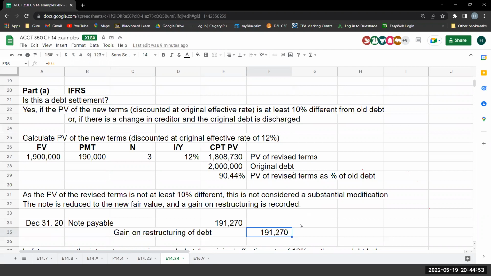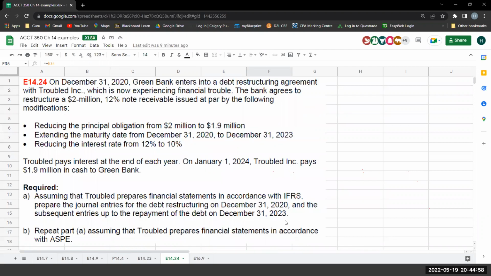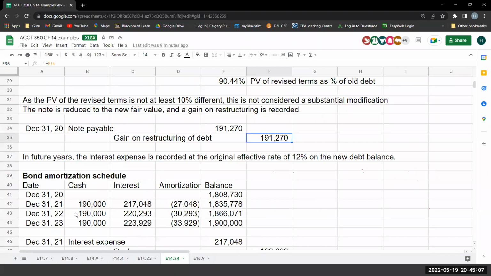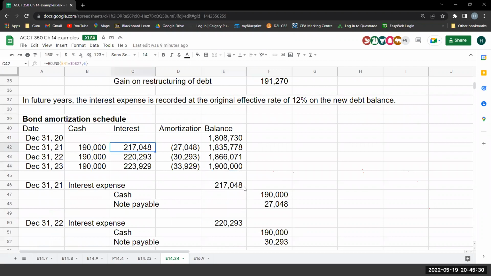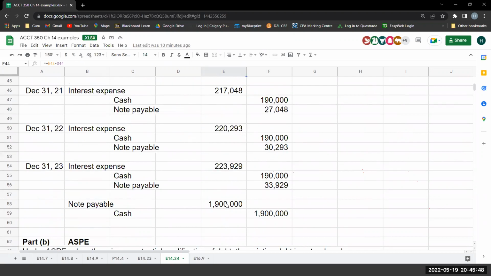From this point onwards, what our friend Troubled is going to do is continue to record interest expense at 12%. Because the payments are all $190,000 each year, but Troubled is calculating interest at 12%, every year that note is going to keep creeping up and up and up until it hits $1.9 million. So you're going to record interest expense each year for the amount of the interest. You're going to credit cash each year for the amount of the cash. And the difference, you're going to keep crediting the note payable liability so that it keeps creeping up until it hits 1.9 million, which you then pay off at the end. And Bob's your uncle. Does this make sense?